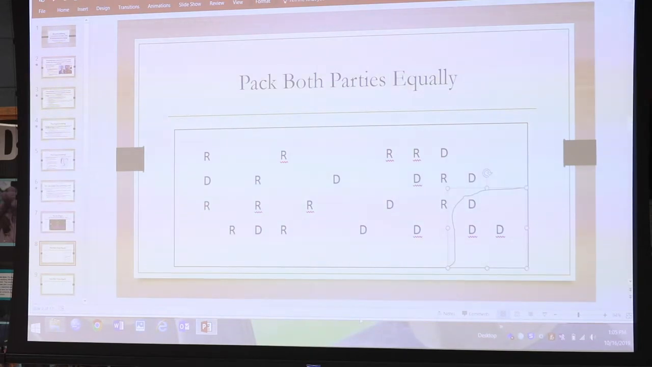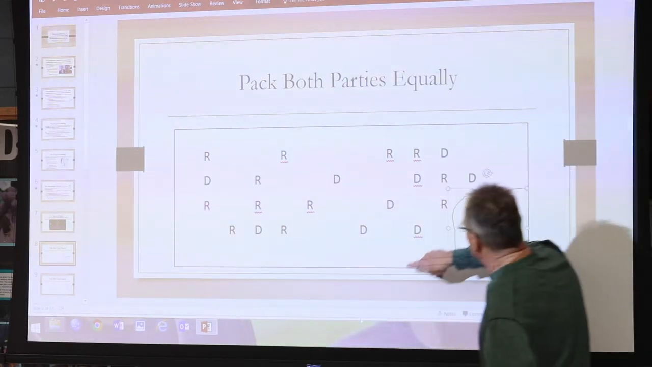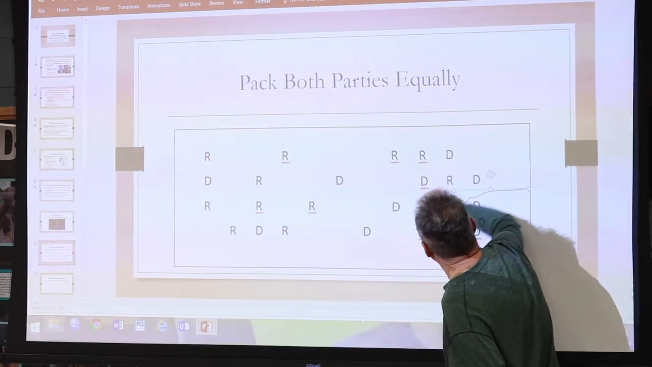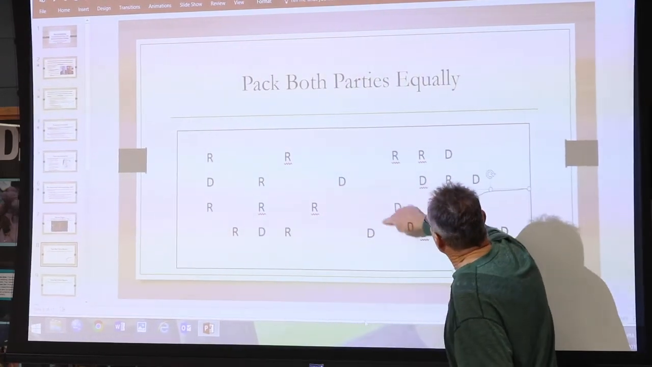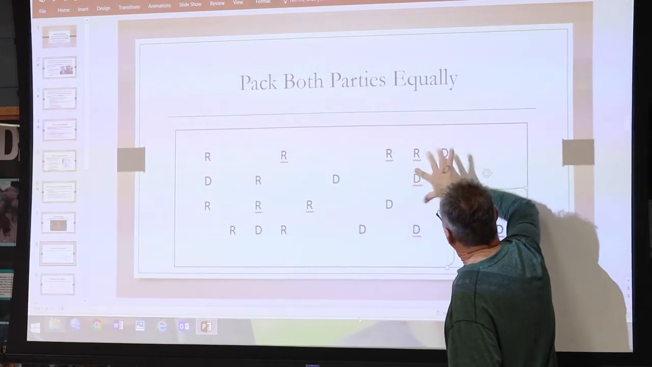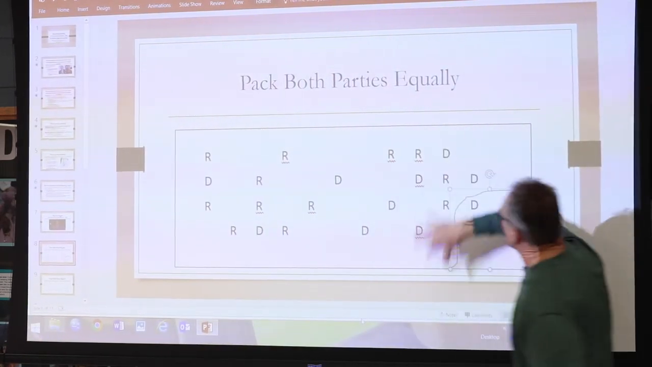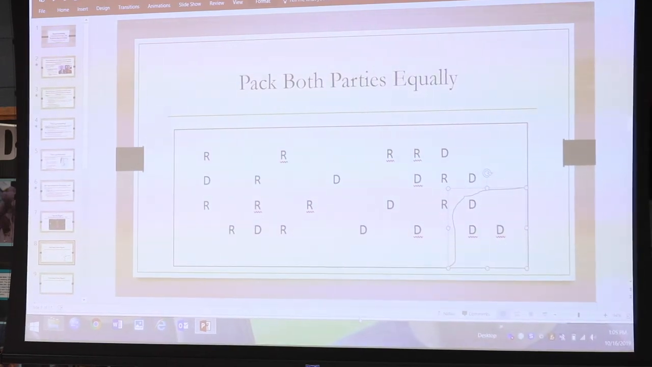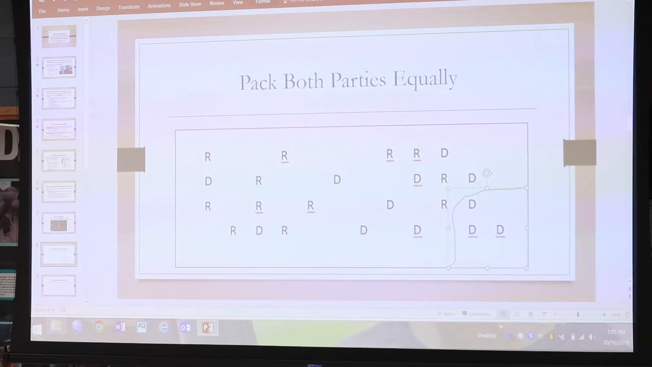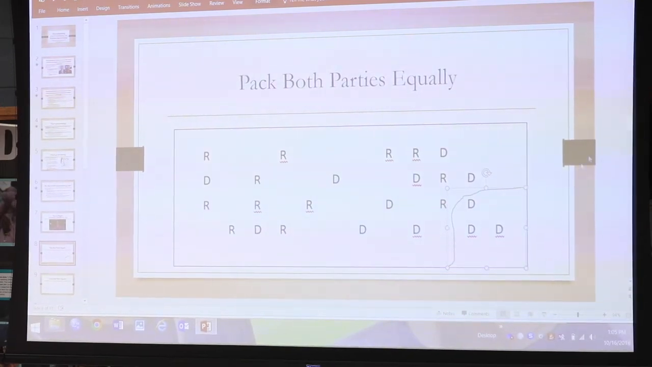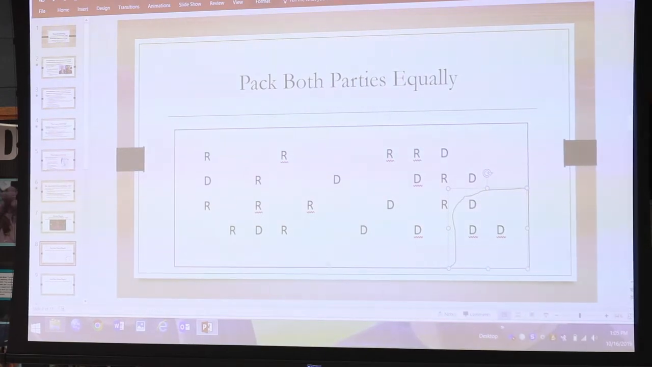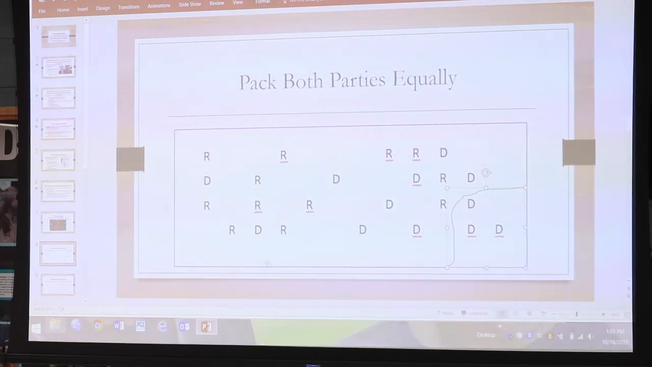Again, you can use any three. You might draw those three right there, or those three there, or those three there. But try to draw a district where you've packed just three and only three Democrats, and no Republicans, and that'll be your first packed Democratic district. Okay, everybody got one? All right, let's pack a Republican district. Let's see, I'm going to go with these three right here.